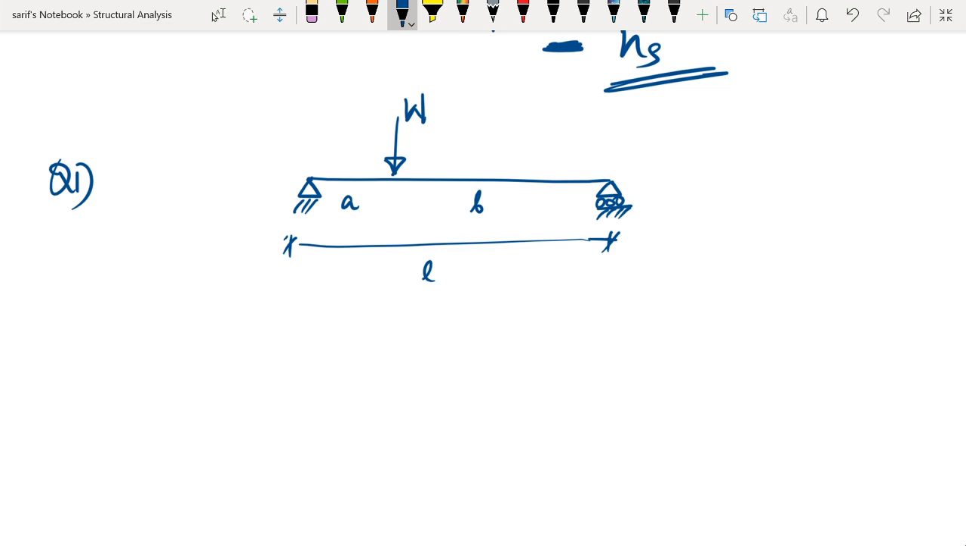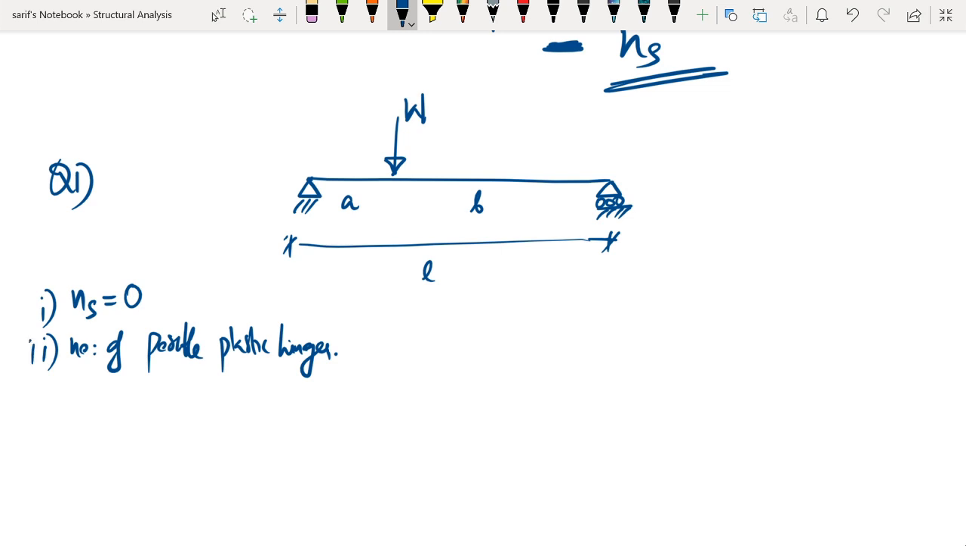So first thing is the number of possible plastic hinges. Before we do that, let us say the first thing, we have to find out the degree of static indeterminacy, Ns. The simply supported beam is statically determinate, therefore the degree of static indeterminacy is 0. Second thing we need to find out is the number of possible plastic hinges.